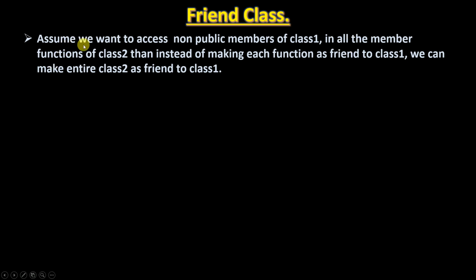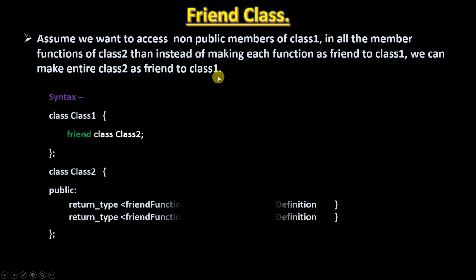Assume we want to access non-public members of class 1 in all the member functions of class 2. Then instead of making each function a friend to class 1, we can make the entire class 2 a friend to class 1. So what is the syntax? The syntax is very simple. Just give class 1 and friend class 2.